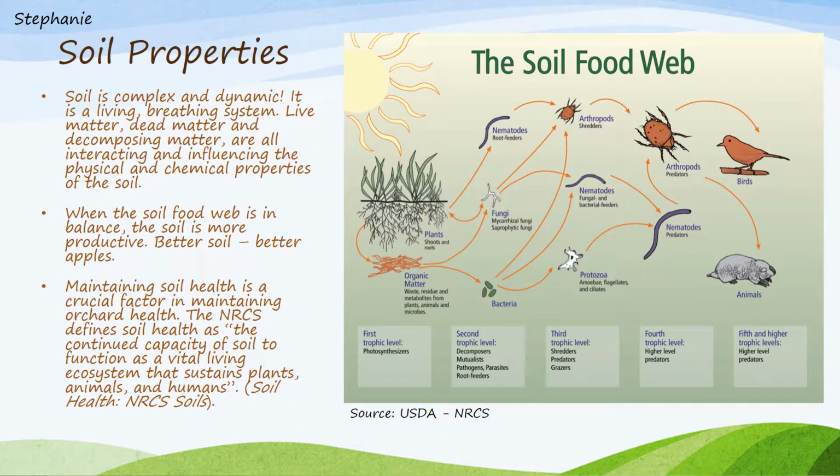Soil is complex and dynamic. It is a living, breathing system. Live matter, dead matter, and decomposing matter are all interacting and influencing the physical and chemical properties of the soil. When the soil food web is in balance, the soil is more productive. Better soil, better apples. Maintaining soil health is a crucial factor in maintaining orchard health. The NRCS defines soil health as the continued capacity of soil to function as a vital living ecosystem that sustains plants, animals, and humans.